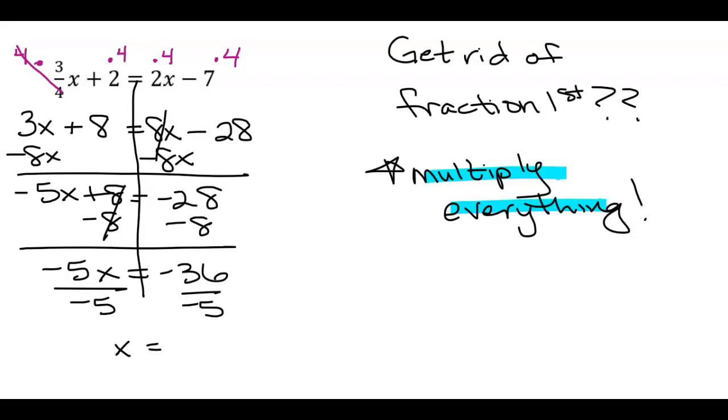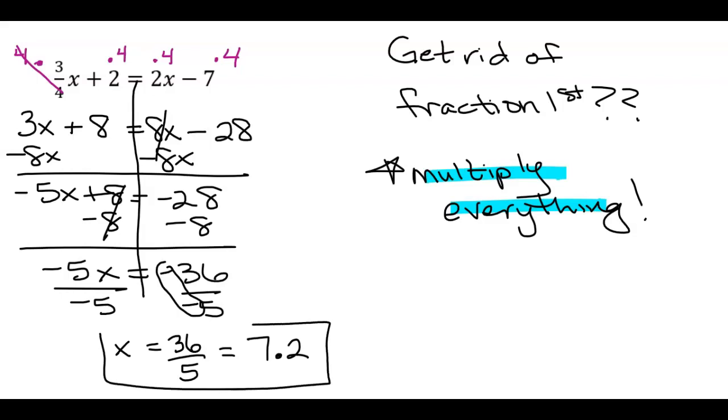5 does not go into 36 evenly, but you do need to change these. You see those two negatives? I do need to make it 36 over 5. And again, you can leave it as 36 over 5, or you can turn it into a decimal, and that's going to be 7.2. Okay. So if you don't like the fraction, get rid of it and multiply it by everything here.